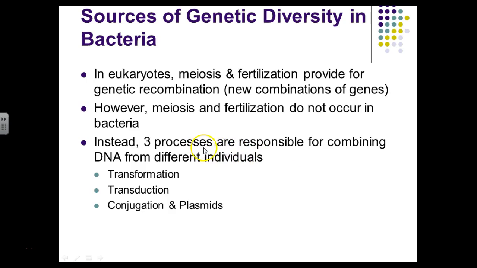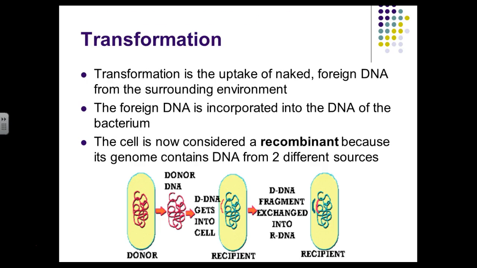So instead, in bacteria, there are 3 different processes that can create some genetic recombination in addition to the typical mutations that we always see. One is transformation, one is transduction, and one is sexual reproduction, which we call conjugation. So we're going to be taking a look at that. So let's look at transformation first.